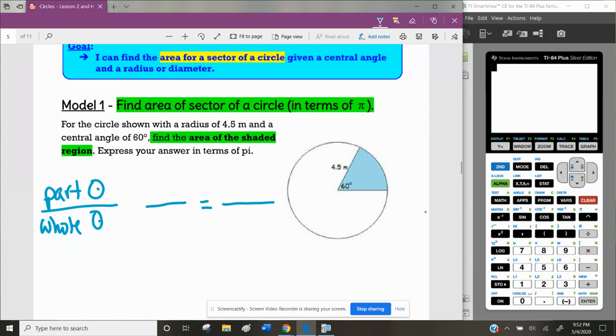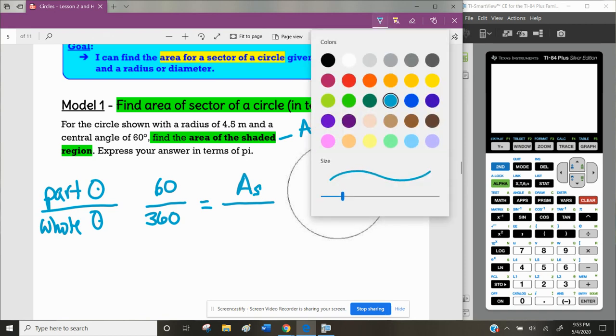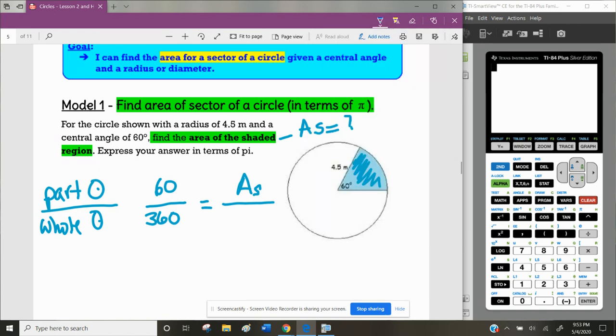Okay, so I have 60 degrees out of 360, and I'm going to call this area shaded A_S. So this area in here that I'm looking for is the shaded region, S for shaded, A subscript S. That's what I'm looking for. And it says leave in terms of pi, so again, we're not going to push our pi button in our calculation. So in order to finish this proportion here, I need the full area for the whole circle. I need this down here.